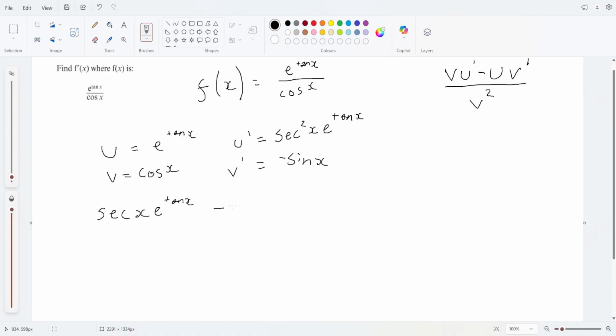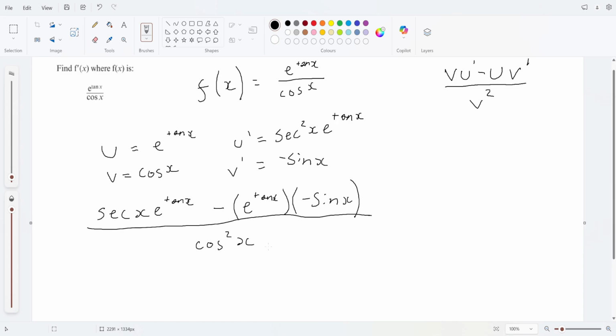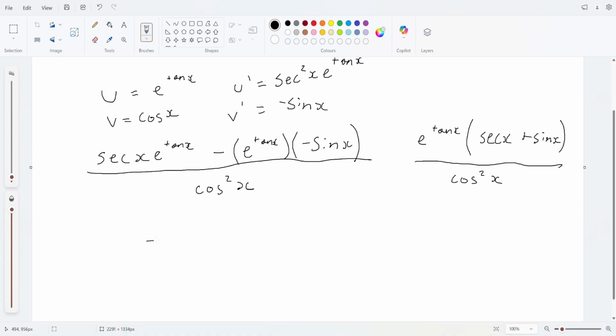Then we're going to subtract uv dash, so that's going to be e to the tan x and minus sine x, and this is going to be all over cos squared x. Then we can pull out our e to the tan x, so we're going to end up with sec x plus sine x all over cos squared x, which then simplifies to e to the tan x (sec cubed x plus sec x tan x). That's from doing sine x over cos squared x. I'm going to leave it like this, but you can simplify this more by pulling out a sec x if you want. But yeah, that's the last quotient rule question, so I'm going to move on to parametric differentiation.